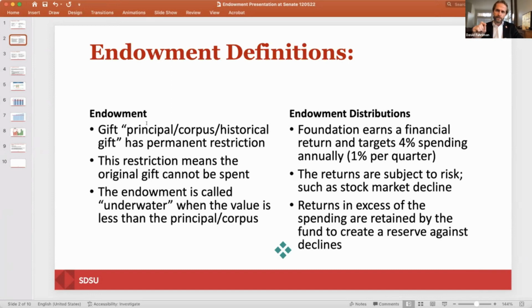With distributions, what we're trying to do is earn a financial return on all of these endowment assets. Our target is 4% per year, which is 1% per quarter. Of course, these returns are subject to risk, such as we've seen in the past 6 months in the stock market. Any excess returns are retained, and they act as a reserve against future declines, kind of like a rainy day fund that continues to sit in this specific endowment.